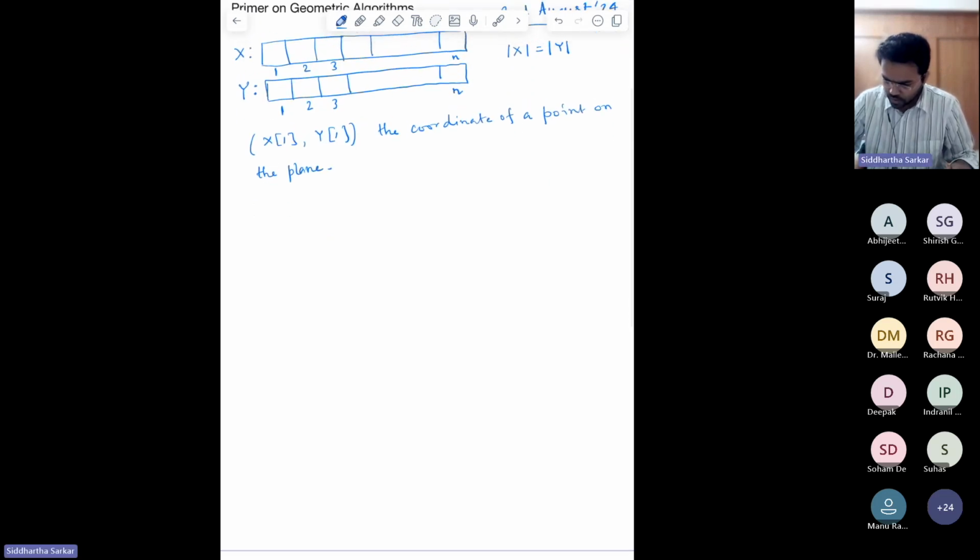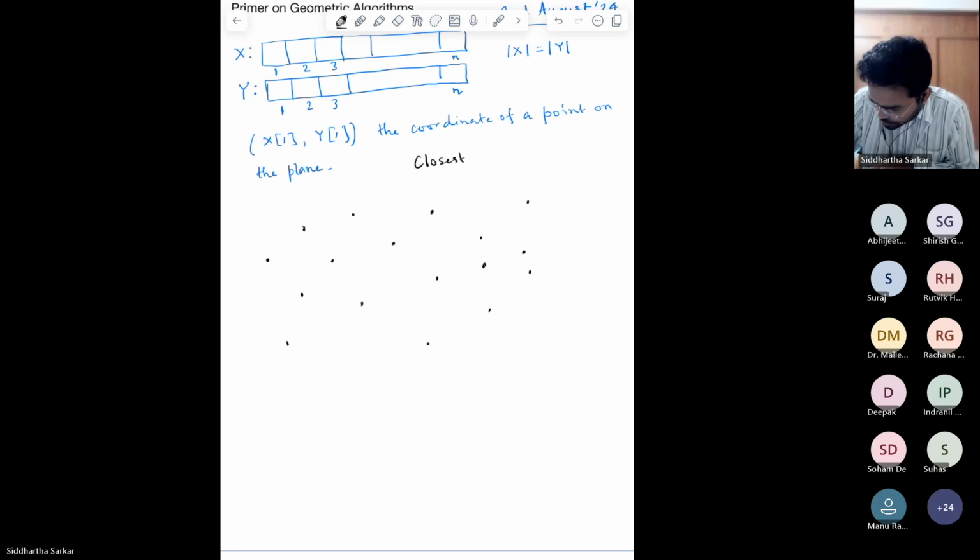So let me draw how the points are. Let us say you look at these two arrays and you open your favorite editor and draw the points. Or you can also open your notebook and draw the points. So you have seen that, okay, these are the points that I have. Again, I ask the same question: find the closest pair of points. So what shall we do now?